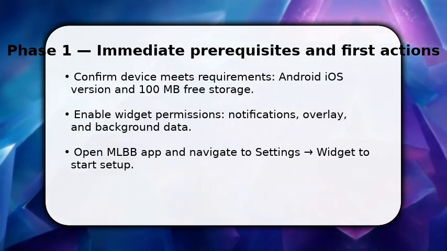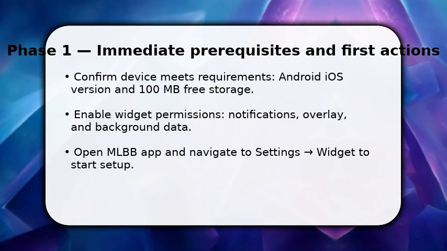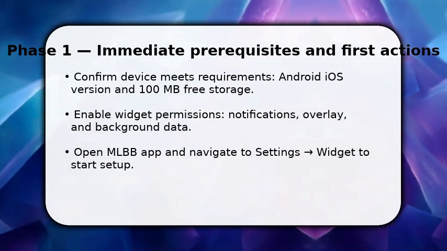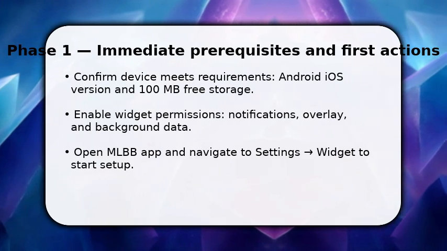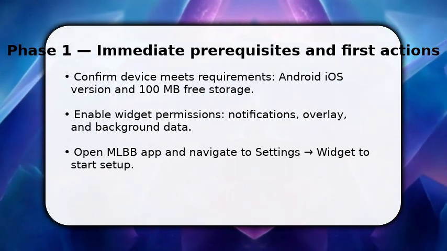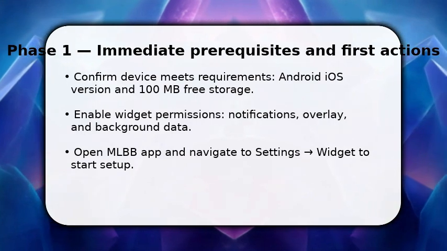Next, open Mobile Legends and go directly to Settings, then Widget. Tap Add Widget to place it. You'll see size options and quick toggles. Follow these first steps now, so the widget can register with your account and pull match or event data immediately.